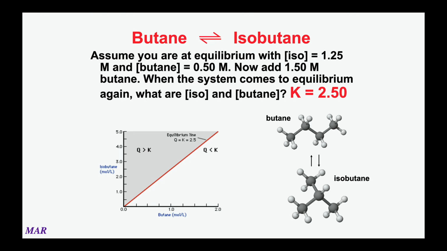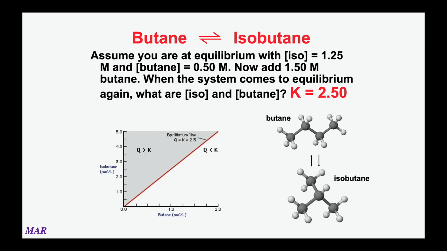But now we decide to add 1.50 molar butane, the reactant. So first of all, we're adding a reactant, okay? And it says when the system comes to equilibrium, what are the new concentrations? Well, we're adding a reactant, or adding something. The reaction's going to shift to the opposite side. So we would expect then the shift to be to the product side, i.e. more isobutane will form as we add more reactant butane. And that's kind of cool.